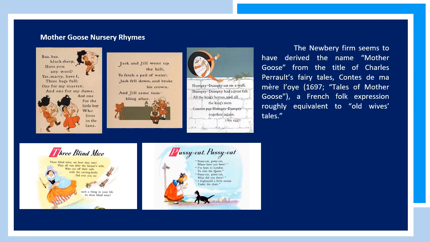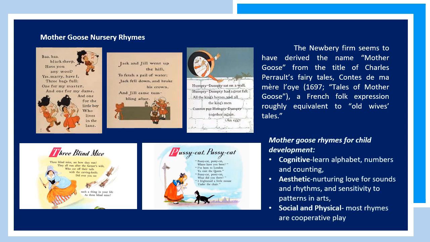So what is the importance, or how does a child develop through the use of the Mother Goose rhymes, or through the introduction of the Mother Goose rhymes? So these are some of the importance in a child's development. For cognitive, a child can learn the alphabet, numbers and counting. For the aesthetics, it nurtures the love for sounds and rhythms and sensitivity to patterns in art.